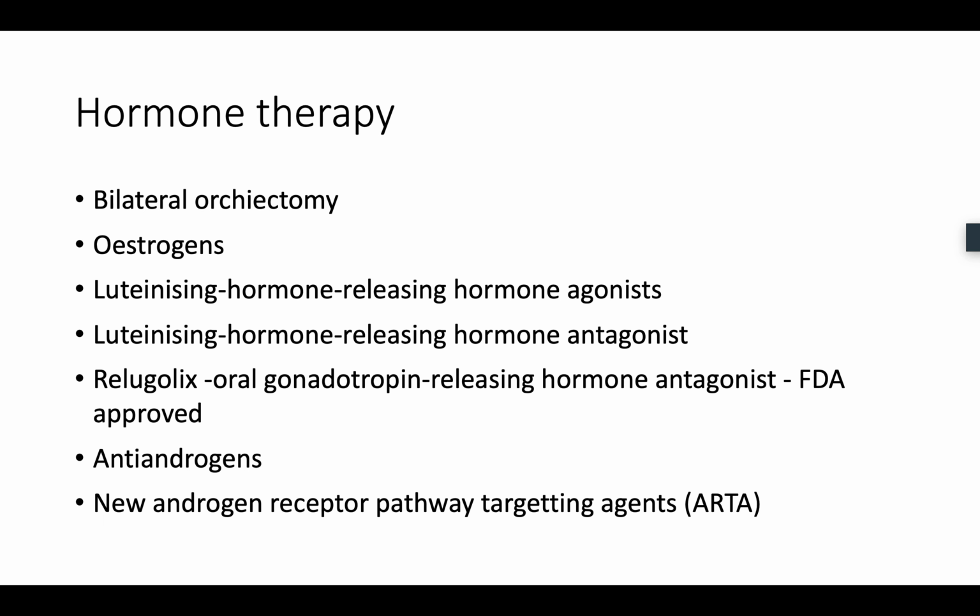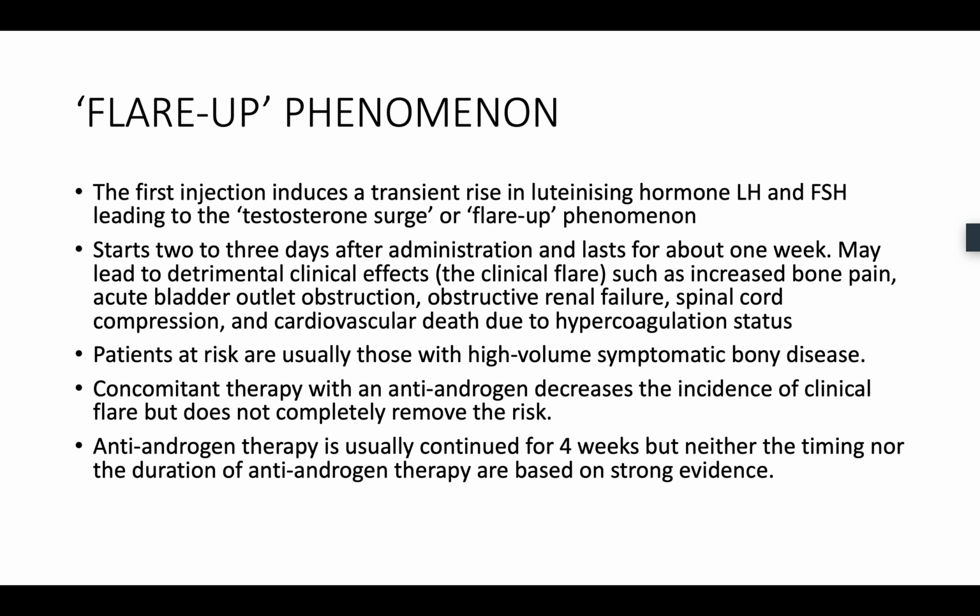Usually it is started 1 week before the first injection, and then it can be stopped about 2 weeks following the first injection. This is especially important in patients with large volume metastatic disease and patients with spinal cord compression, where the flare-up may be associated with a significant progression of their disease. After the 2 weeks from the injection, I will stop the anti-androgen and continue just with the LHRH agonist in 3 monthly or 6 monthly injections.